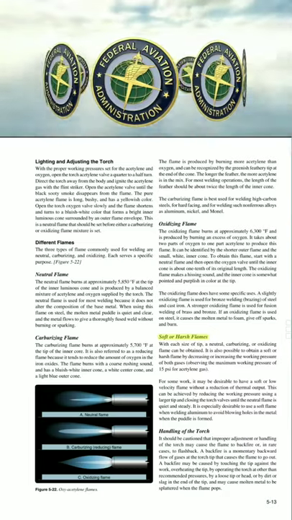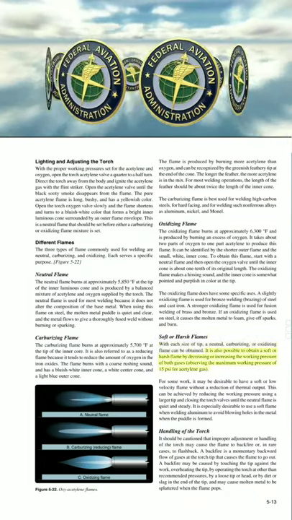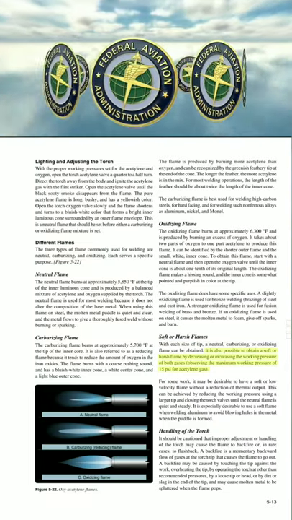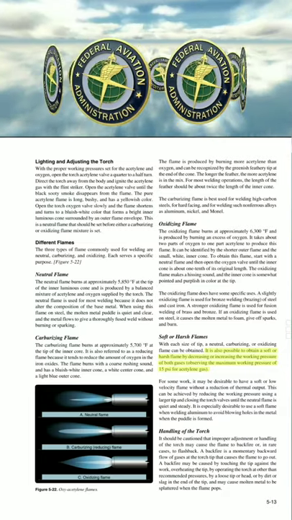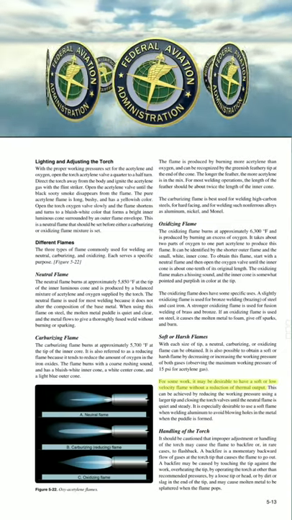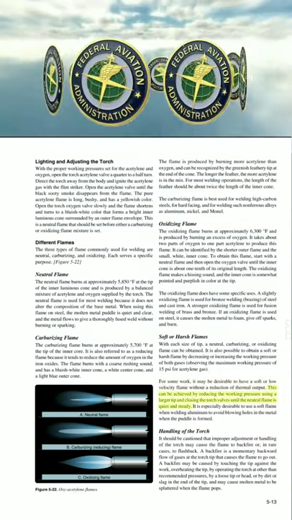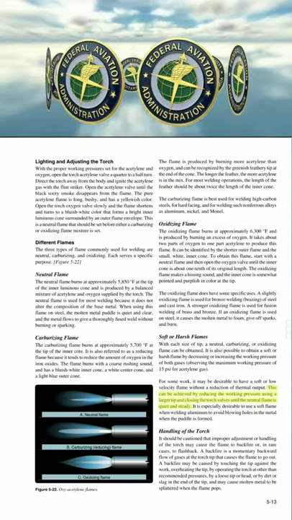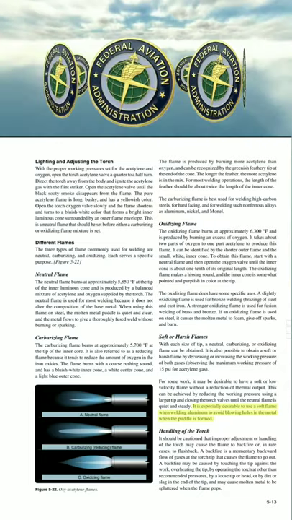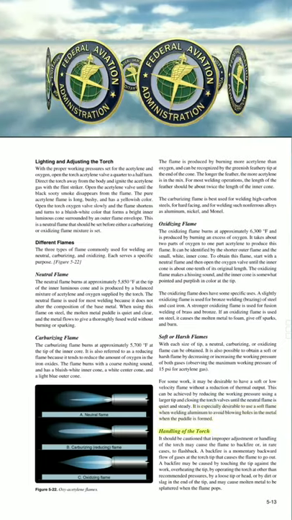Soft and harsh flames. With each size of tip, a neutral, carburizing, or oxidizing flame can be obtained. It is also possible to obtain a soft or harsh flame by decreasing or increasing the working pressure of both gases, observing the maximum working pressure of 15 psi for acetylene gas. For some work, it may be desirable to have a soft or low velocity flame without a reduction of thermal output. This can be achieved by reducing the working pressure using a larger tip and closing the torch valves until the neutral flame is quiet and steady. It is especially desirable to use a soft flame when welding aluminum to avoid blowing holes in the metal when the puddle is formed.